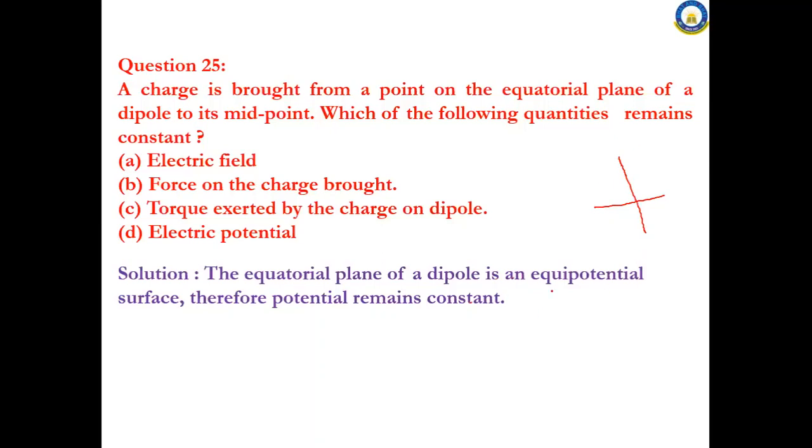This is nothing but an equipotential surface, because it is at the same distance, right? Constant distance between the two charges, right? So therefore this is an equipotential surface. Therefore what remains constant here? Potential remains constant. So option D, electric potential remains constant, is the correct option. Okay, you have noted the answers, right? So I'll continue.